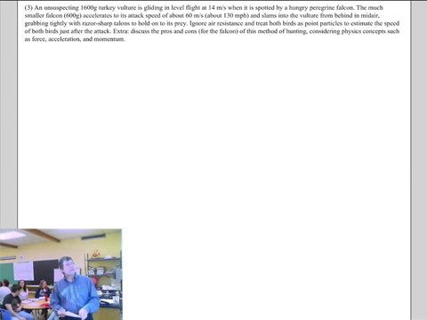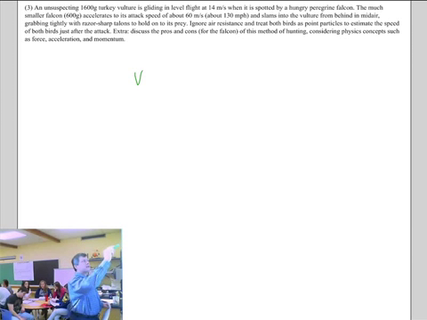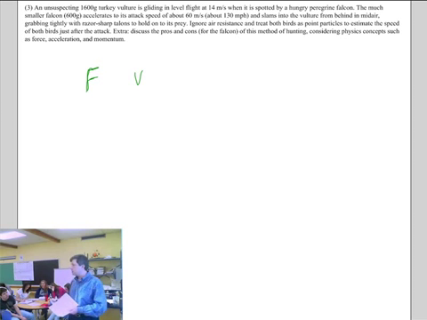Start of question 3. We have two flying birds. I'm going to simplify them as F and V. F is a falcon, V is a turkey vulture. A turkey vulture, confusingly, is more vulture than turkey.